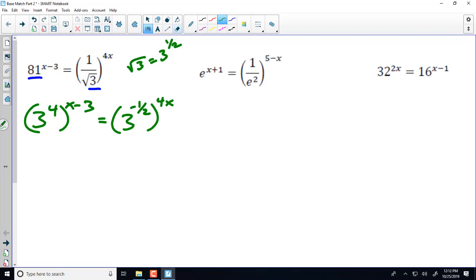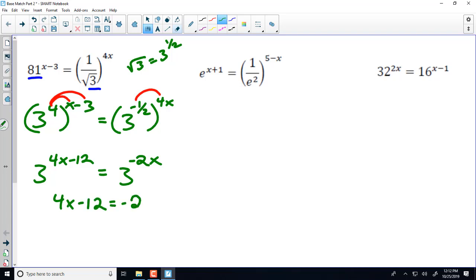Now we clean up these parentheses by doing some distributing. So this 4 will distribute to both of these, and then this negative 1/2 will just multiply by this 4x right here. This is going to give me 4x minus 12 equals 3 to the negative 2x. Now that the bases match exactly, I can just set the two exponents equal to each other. 4x minus 12 equals negative 2x.